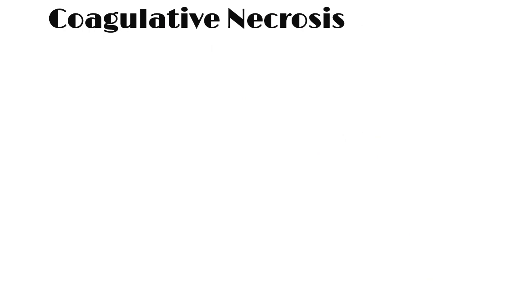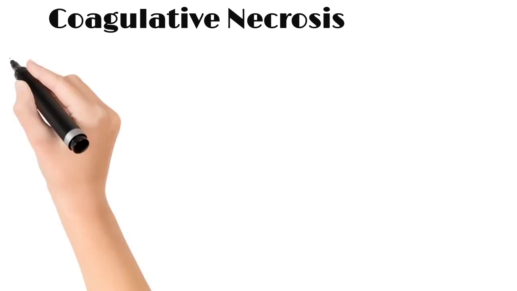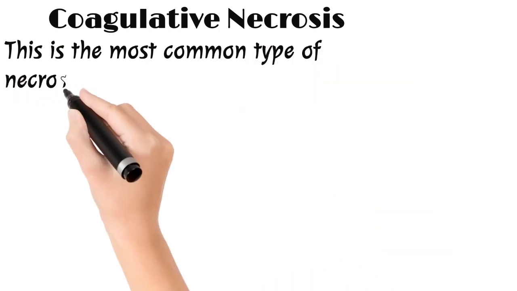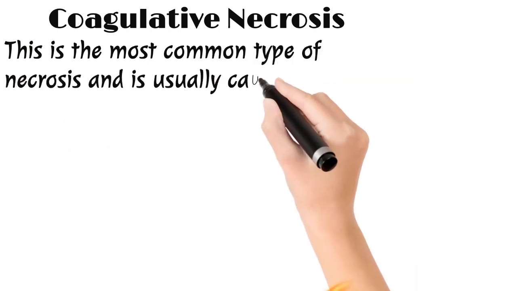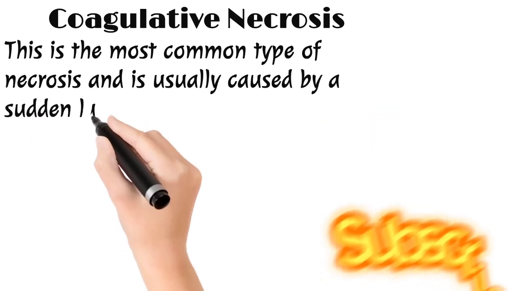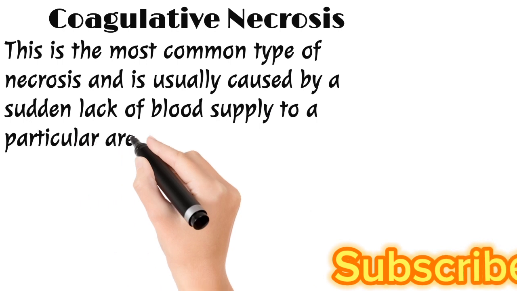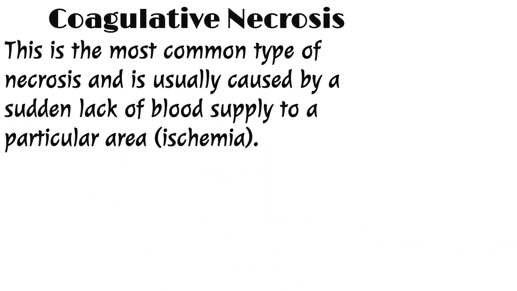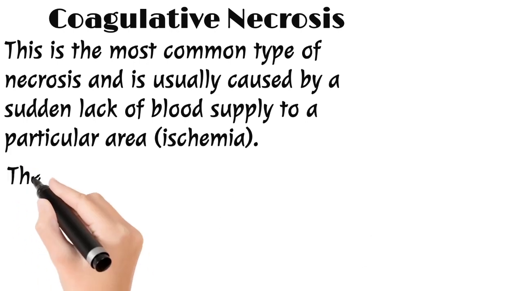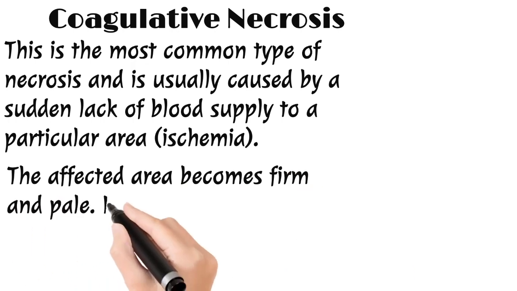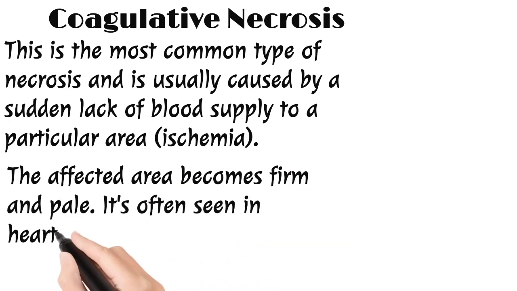Coagulative necrosis. This is the most common type of necrosis and is usually caused by a sudden lack of blood supply to a particular area, called ischemia. The affected area becomes firm and pale. It's often seen in heart attack.